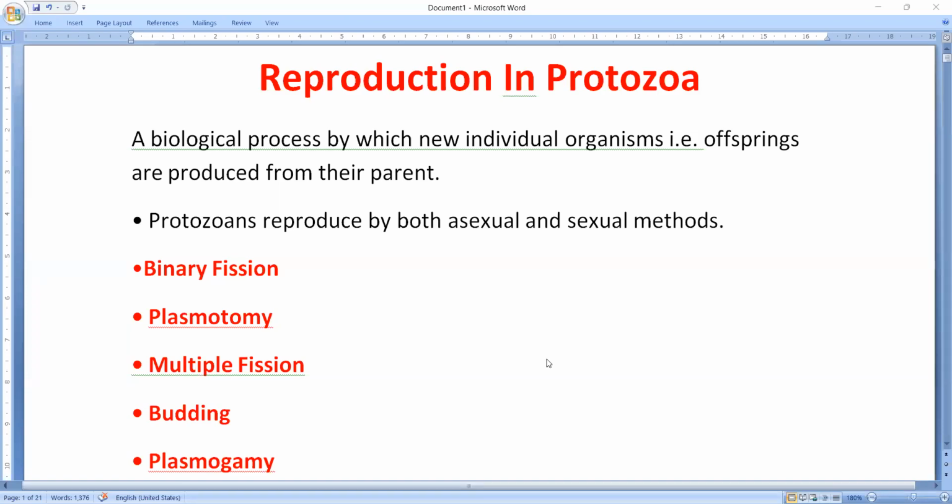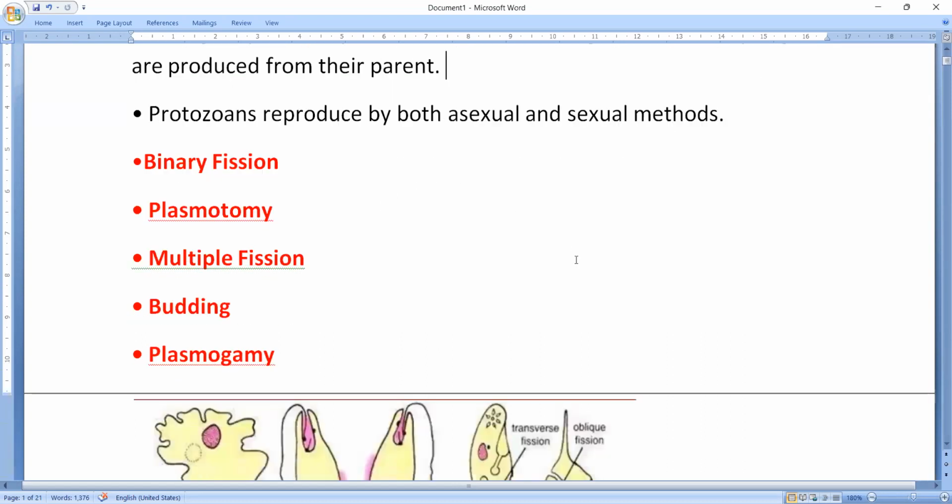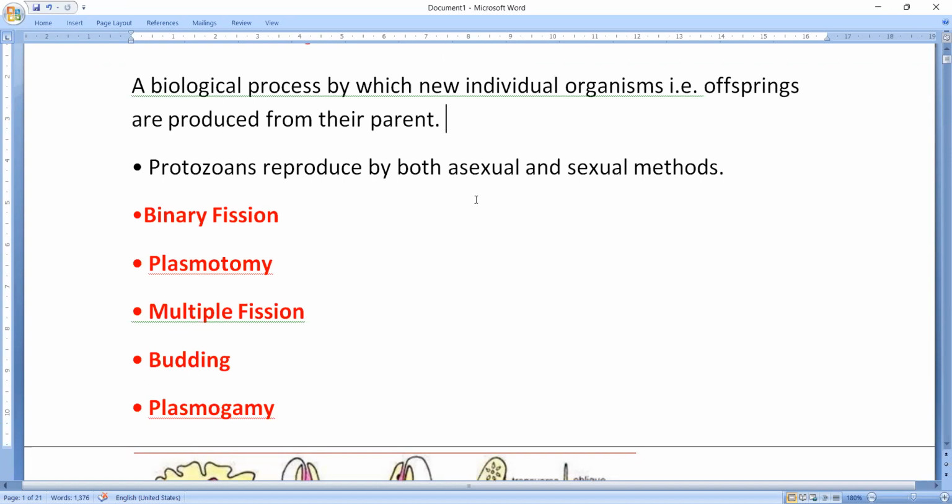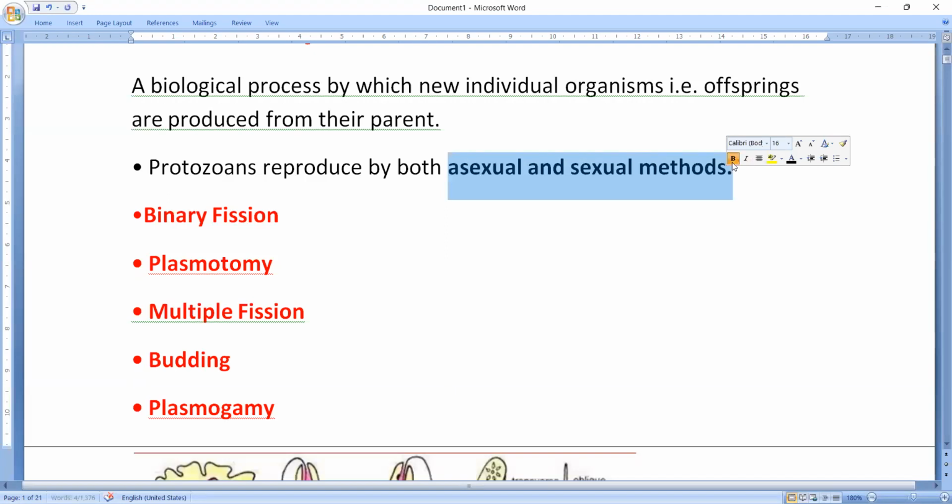Okay. So reproduction in protozoa. So what is reproduction? Reproduction is a biological process by which new individual organisms or offsprings are produced from their parent. Okay, we all know that. So protozoans are very, very primitive organisms. Even though they are primitive, they exhibit both asexual and sexual methods of reproduction.